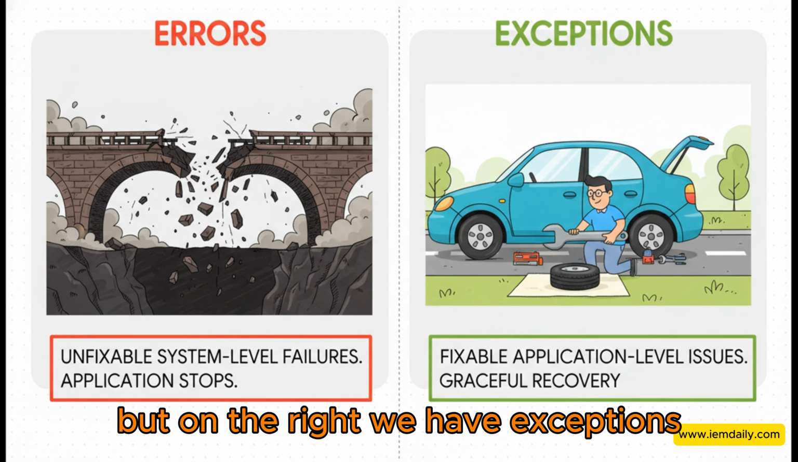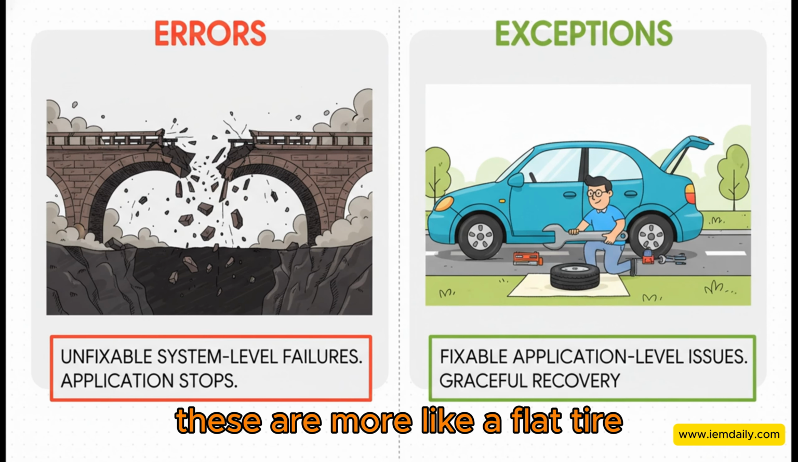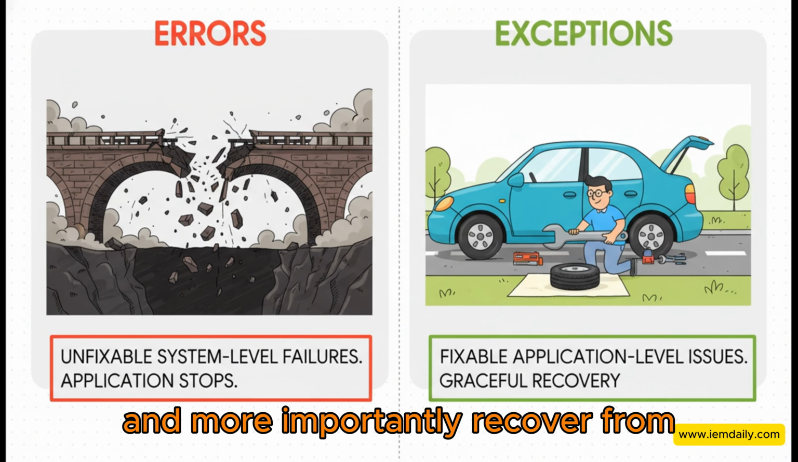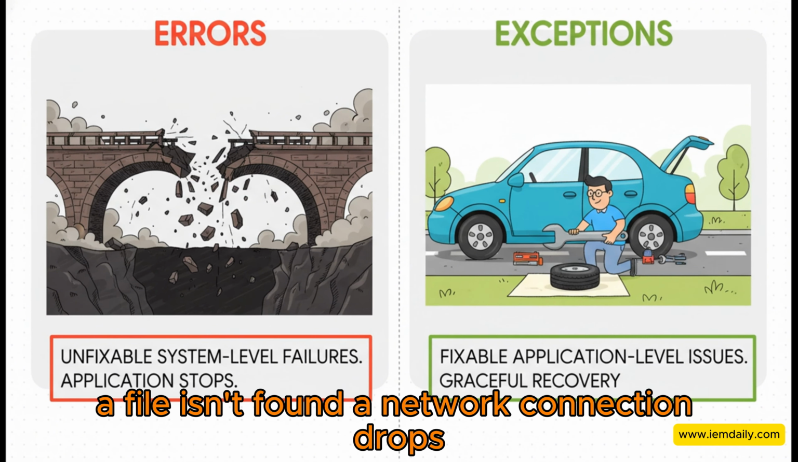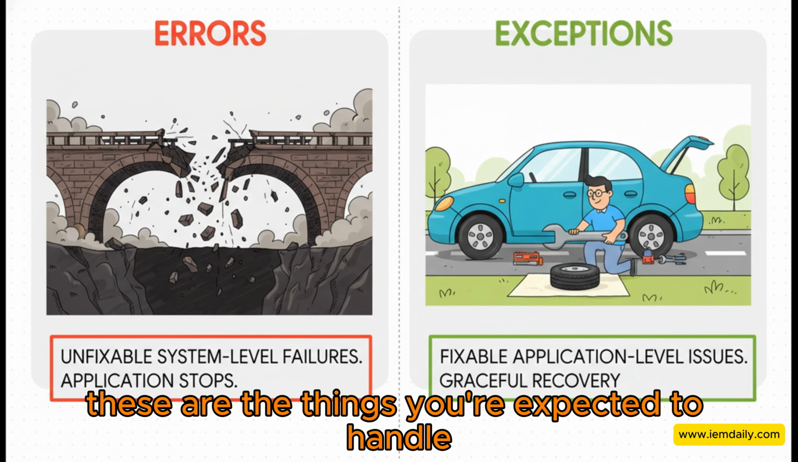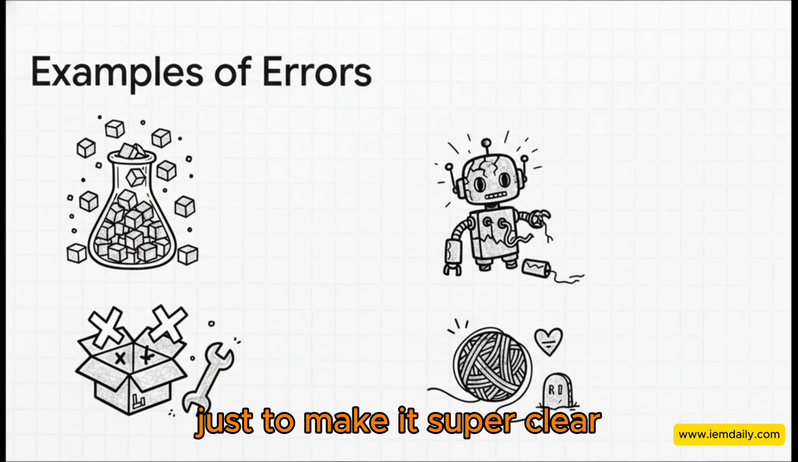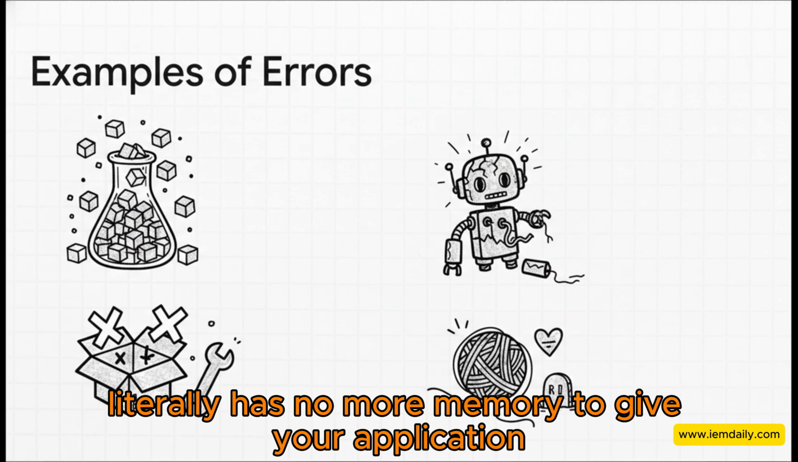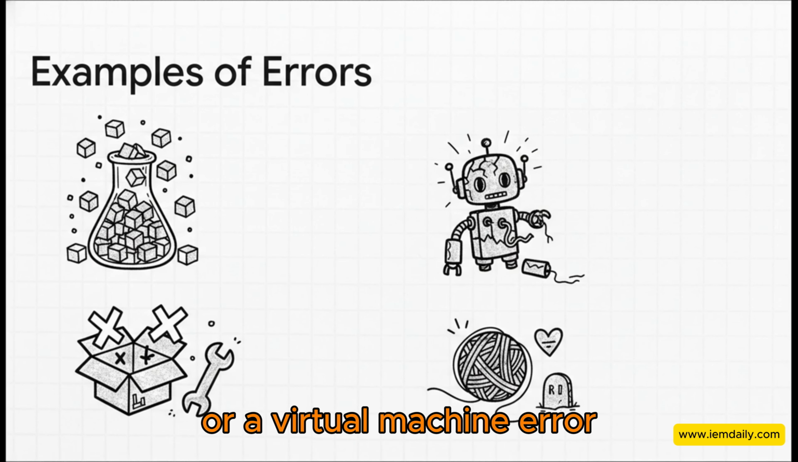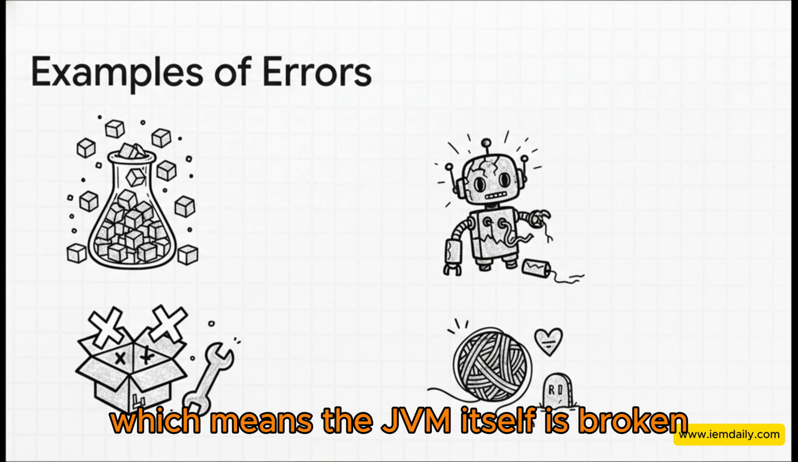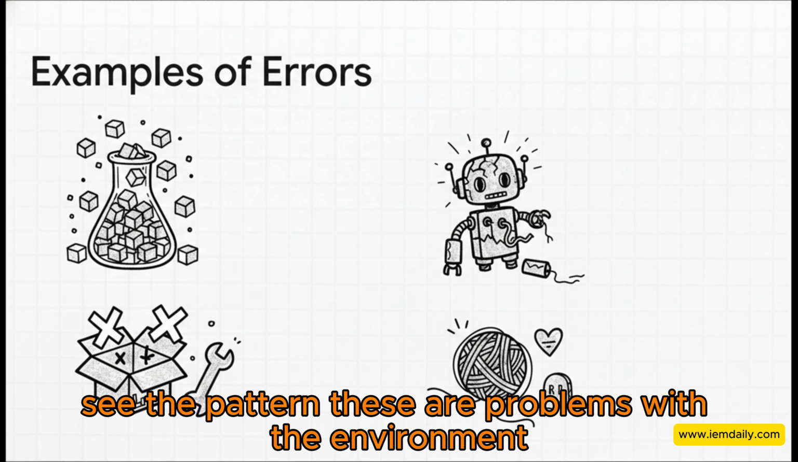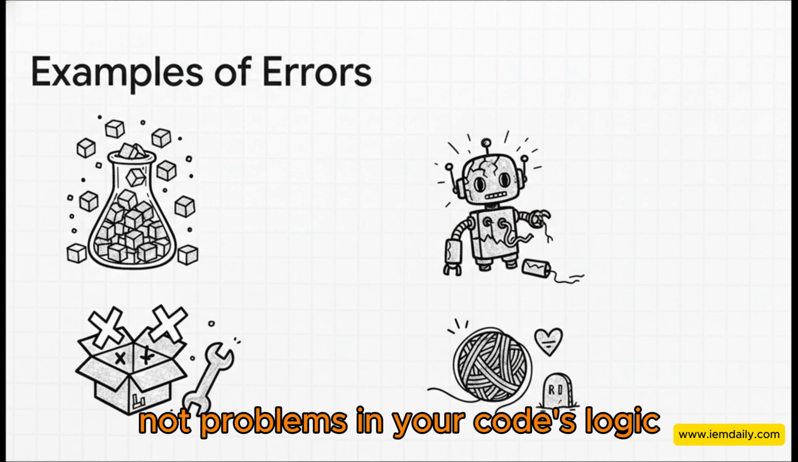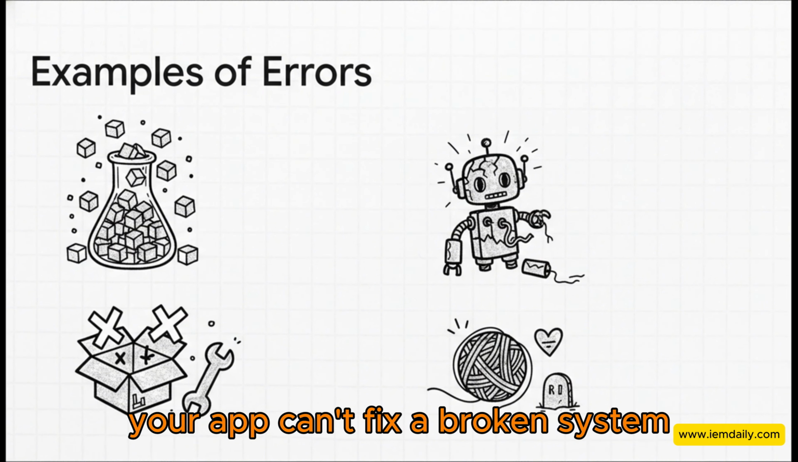But on the right, we have exceptions. These are more like a flat tire. It's a problem for sure, but it's an application-level issue you can anticipate and, more importantly, recover from. A file isn't found, a network connection drops. These are the things you're expected to handle. Just to make it super clear, think about OutOfMemoryError. That means the Java virtual machine literally has no more memory to give your application. Or a VirtualMachineError, which means the JVM itself is broken. See the pattern? These are problems with the environment your code is running in, not problems in your code's logic. That's why you don't try to catch them. Your app can't fix a broken system.